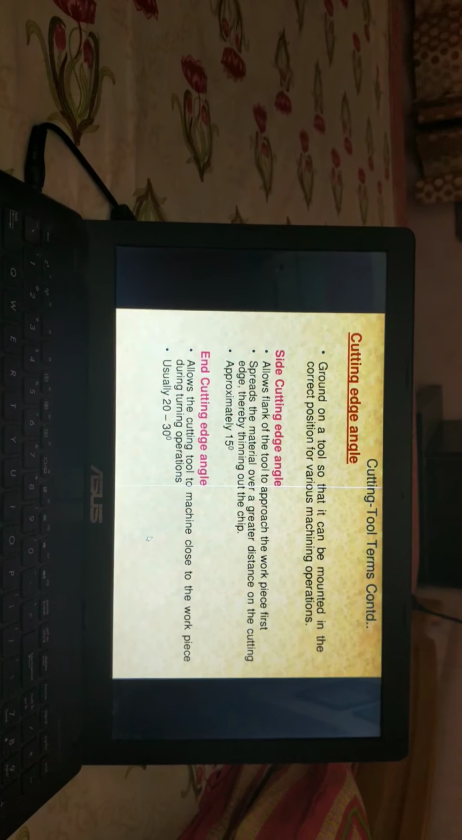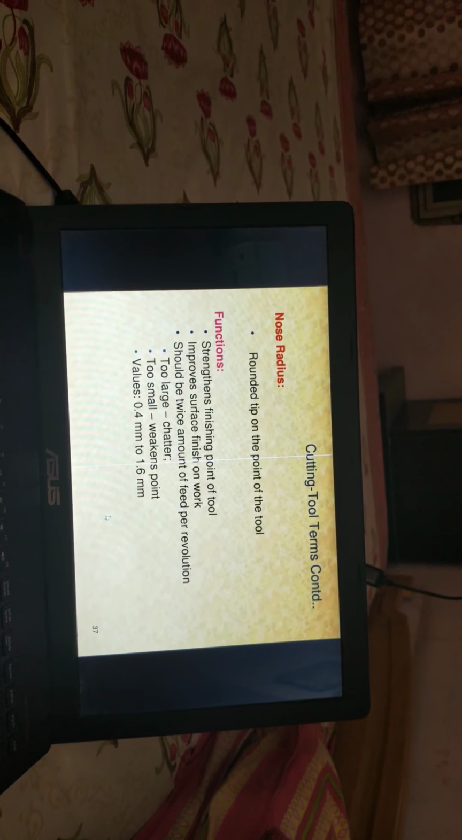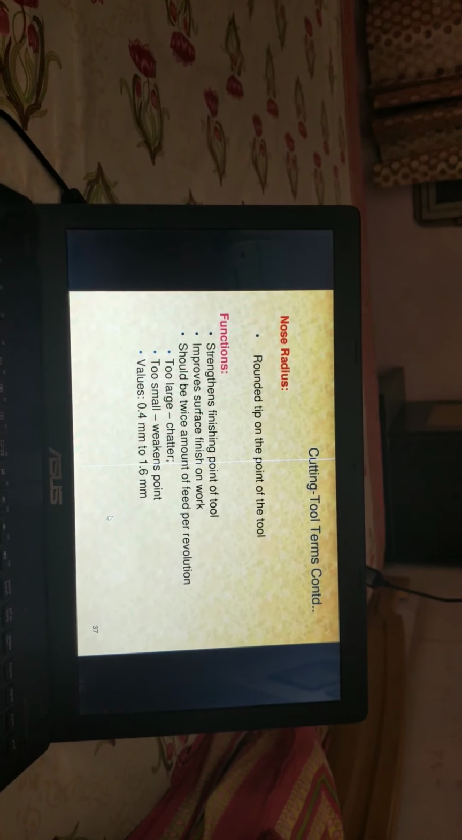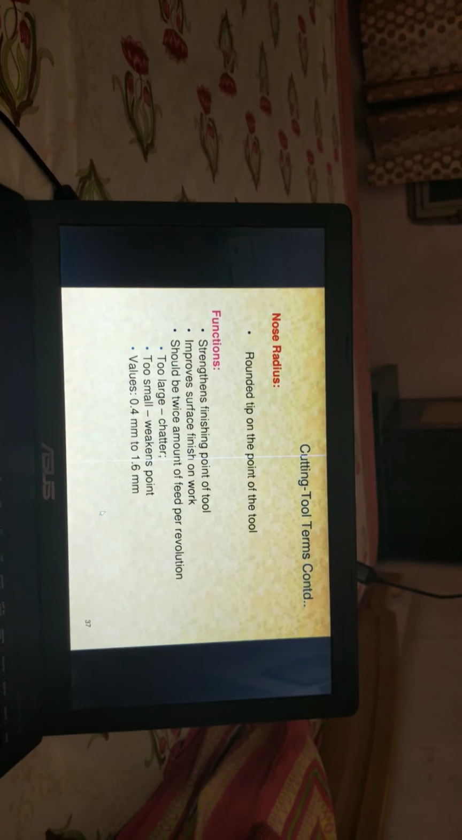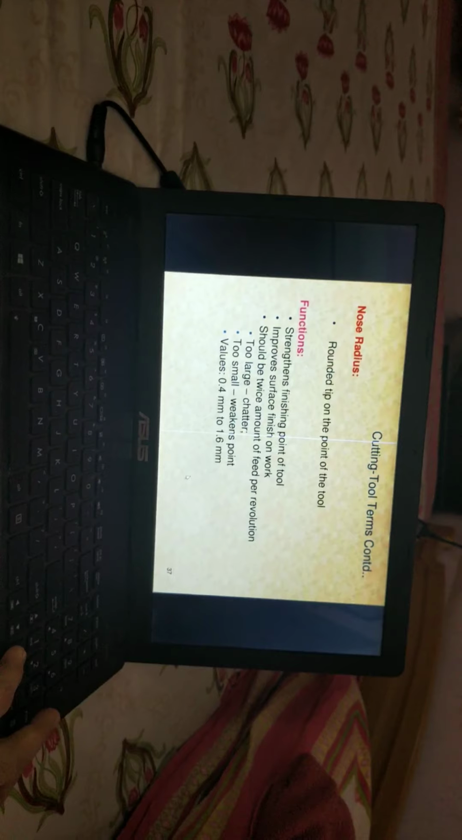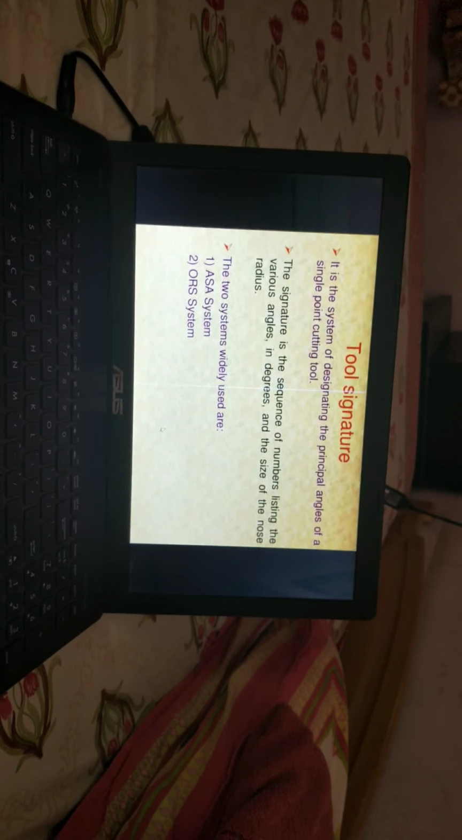Nose radius is the rounded tip on the point of the tool. The functions of the nose radius are to strengthen the finishing point of the tool and improve the surface finish of the workpiece. It should be twice the feed per revolution. Too large, it causes chatter marks; too small, it weakens the point. The value varies from 0.4 mm to 1.6 mm. This is the radius of the cutting tool, which is the most important part of the cutting tool, because it is touching the workpiece.